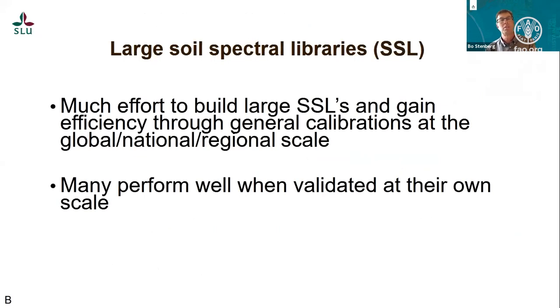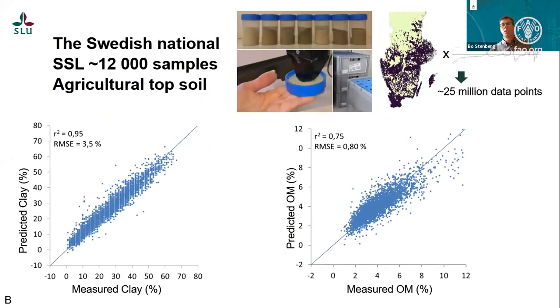A little example, or it's not that small, but it's been popular to build large spectral libraries that can be used as a rational method for predicting new samples in a large, wide area. And many of these calibrations perform well when you validate them at their own scale. This is the Swedish National Soil Library. It's about 12,000 agricultural soils. We built a model on about one third of those and validated on the rest.